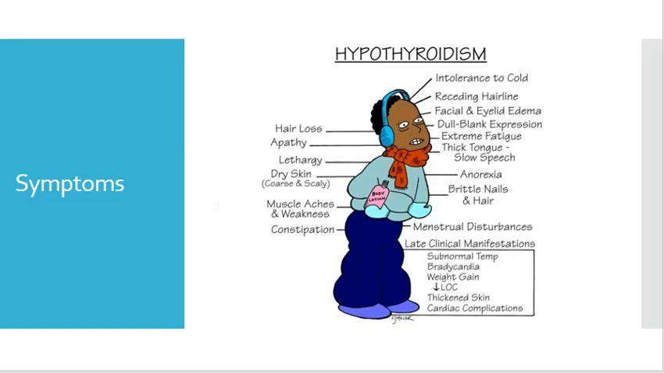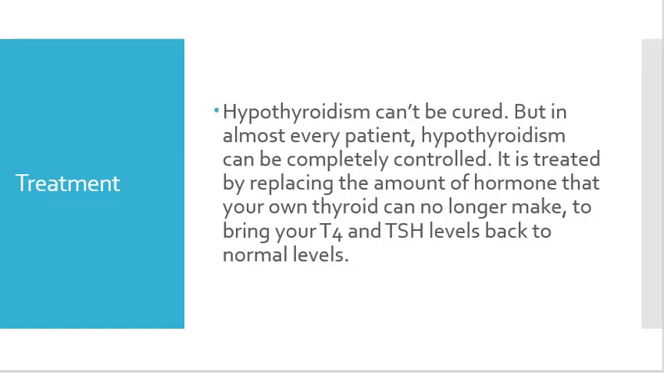Hypothyroidism cannot be cured, but in almost every patient it can be completely controlled. It is treated by replacing the amount of hormone that your own thyroid can no longer make, so that your T4 and TSH levels can go back to normal. So even if your thyroid gland cannot work properly, T4 replacement can restore your body's thyroid hormone levels and your body's function. Synthetic thyroxine pills contain hormones exactly like T4 that the thyroid gland itself makes.